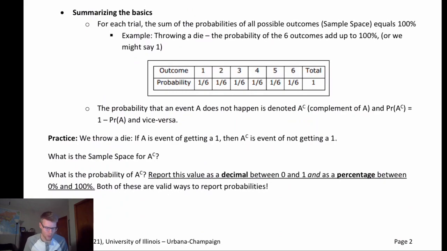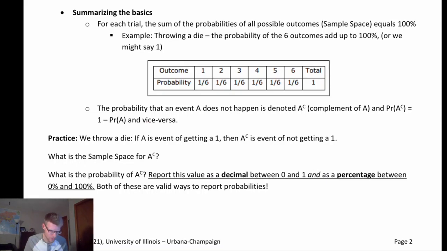So we can summarize that with a simple dice example. Let's say that I'm throwing just a 6-sided dice. There's 6 outcomes, 1, 2, 3, 4, 5, and 6. They're all equally likely. They all have a probability of about 1/6 of showing up. So then the probability that an event A does not happen is notated as A complement, and the probability of A complement is going to be 1 minus the probability of A, and vice versa.